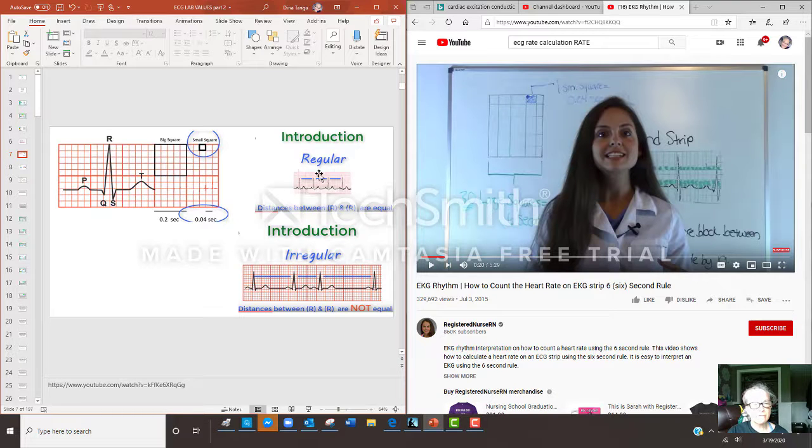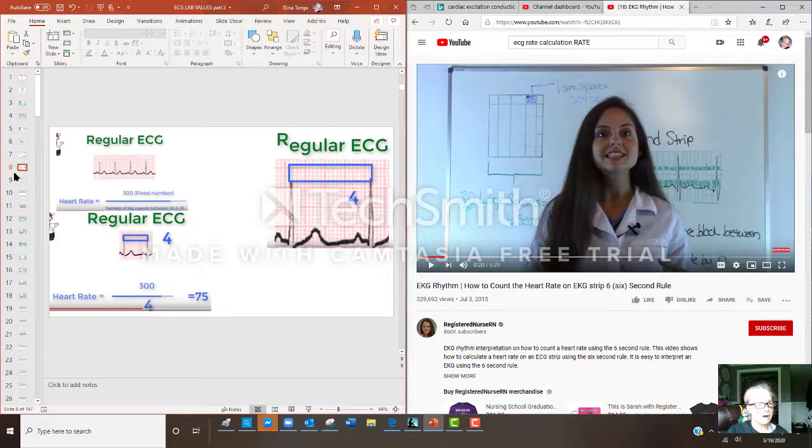Introduction: regular rhythm has big equal distances between R and R. That's the R, so R to R are equal. If the distances are equal, then you have a regular heartbeat. If the distances are irregular, then you have an irregular heartbeat, so the distances between R and R are not equal.